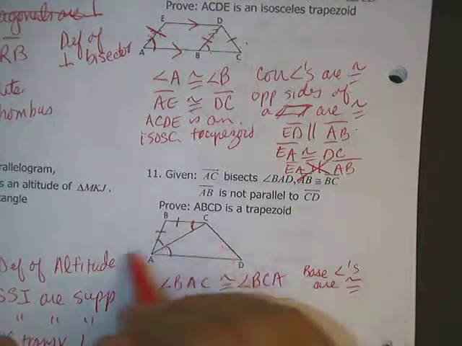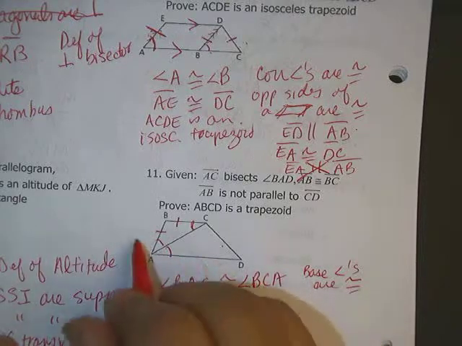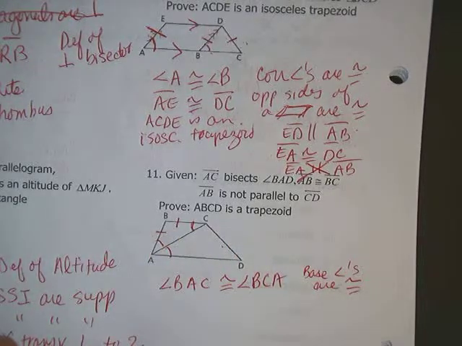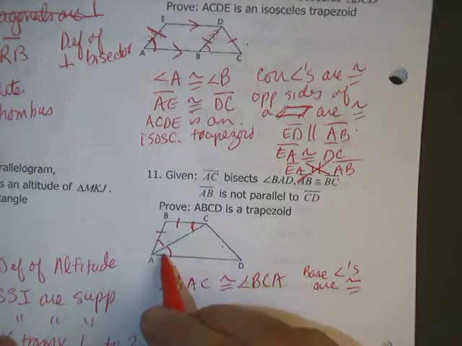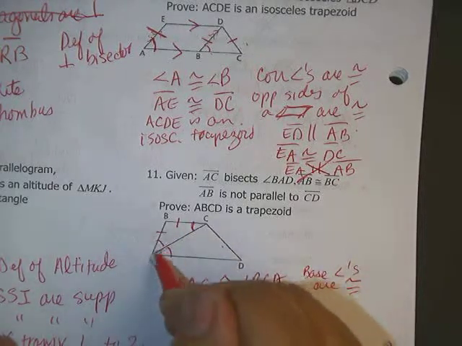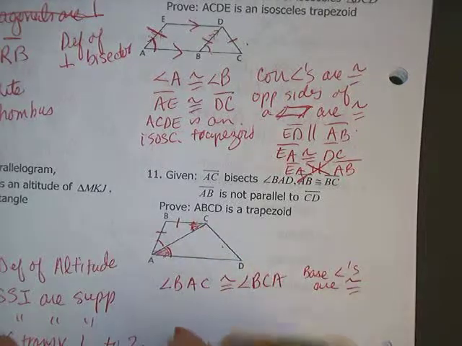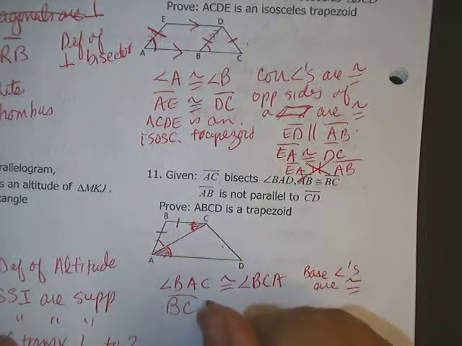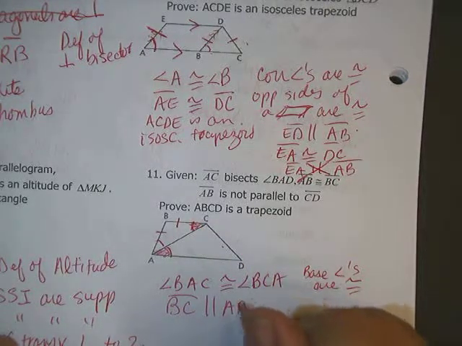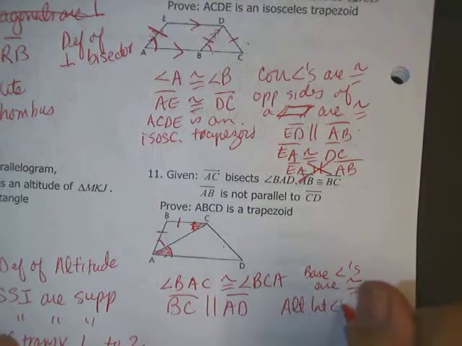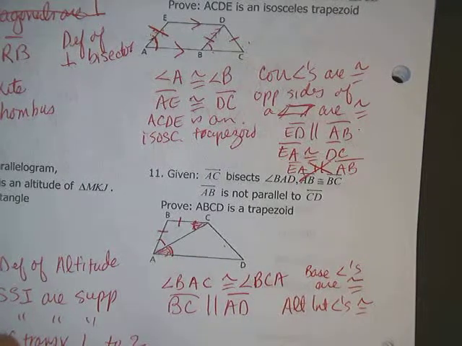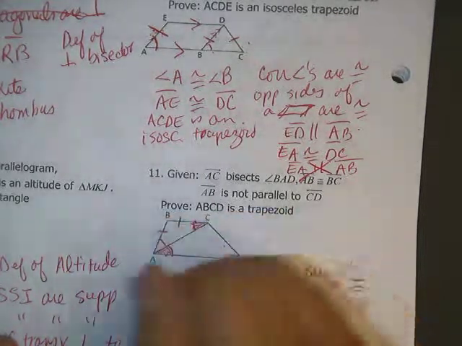All right? And let's see. They tell me that these two are not parallel. Okay, all right, so AB is not parallel to CD. Now, can I prove that BC is parallel to AD? Well, you see these two angles right here? Those are alternate interior angles. So BC has to be parallel to AD because of alternate interior angles being congruent.